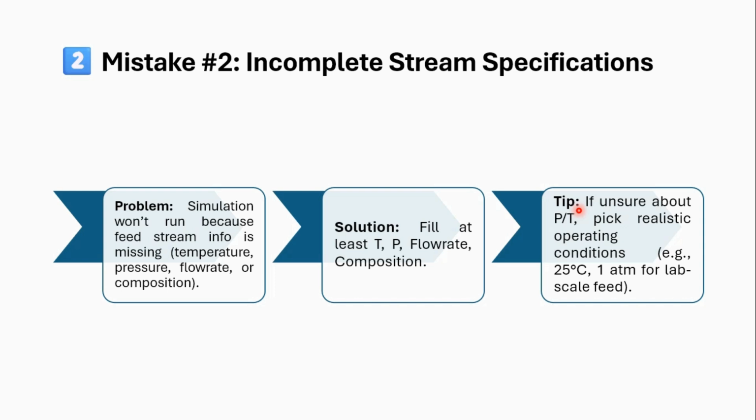Now the pro tip is that if you're unsure about the pressure and temperature, pick realistic operating conditions such as 25 degrees centigrade, 180 for lab scale feed. So this is another important aspect. Once we talk about stream specification, after ensuring that the property package is rightly selected, you need to provide the required input specifications for any process stream and obviously for the blocks as well.